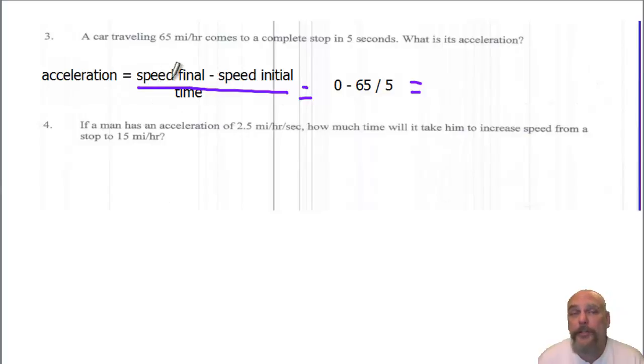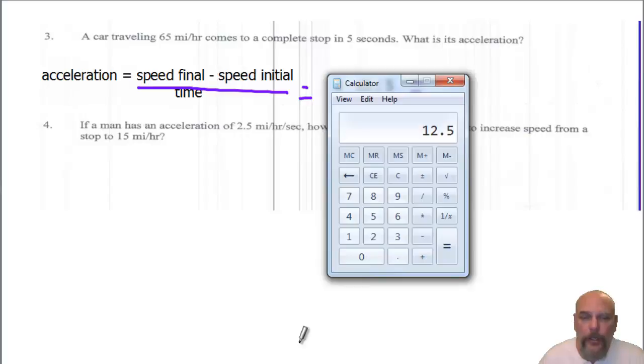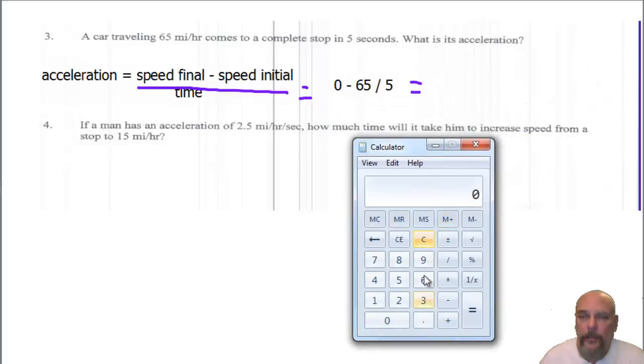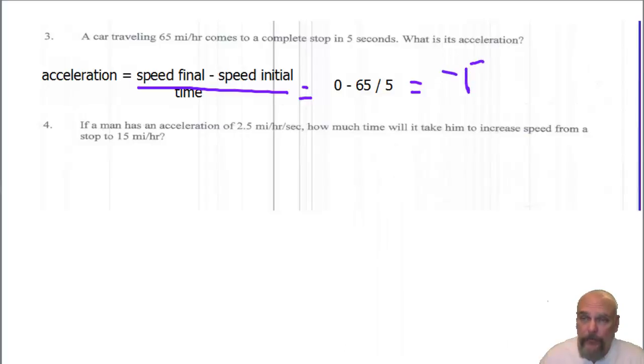Okay, hopefully you have something that looks a little bit like this. You have the formula, acceleration is the speed final minus the speed initial, and you divide that by the time. Then plug in your numbers. Your final speed is 0 because it goes from 65 miles an hour to a stop. So 0 miles an hour, its initial speed was 65 miles an hour. So 0 minus 65 divided by 5. You plug in your numbers, 0 minus 65, and then hit equals. That's negative 65. Divided by 5 is equal to negative 13.